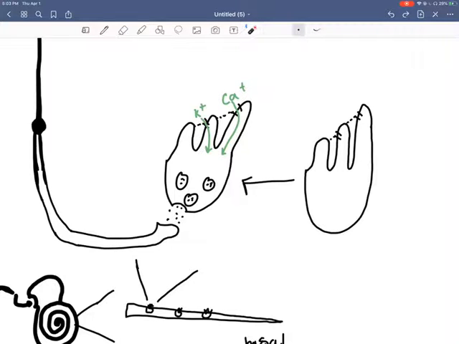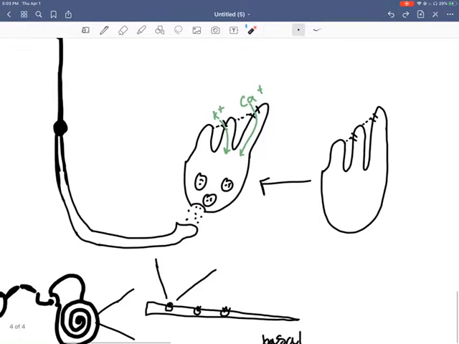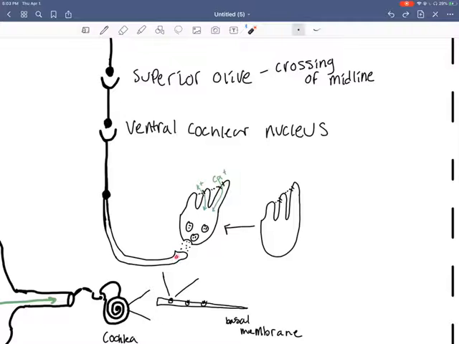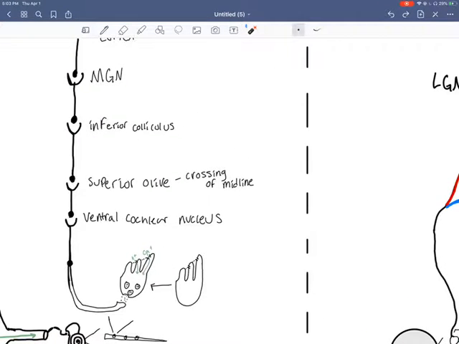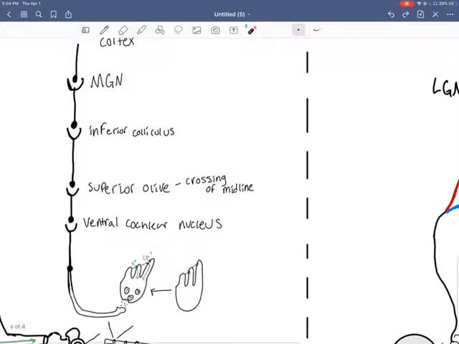And the depolarization leads to a release of the neurotransmitter glutamate, which can activate the first order neuron in the pathway. And this neuron synapses with the ventral cochlear nucleus, and then it synapses with the superior olive, where there's a crossing of the midline and a partial decussation, where some of the information from the left ear is going to the right side of the brain, and some of the information from the right ear is going to the left side of the brain.